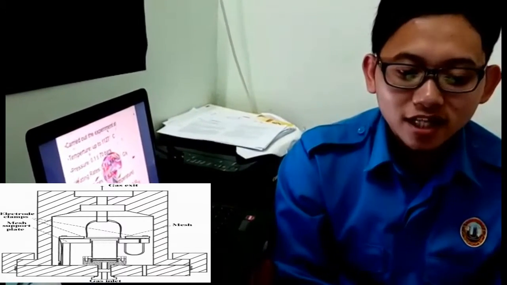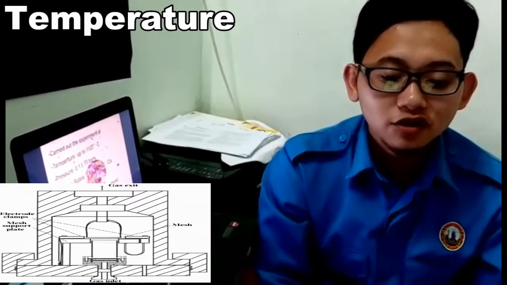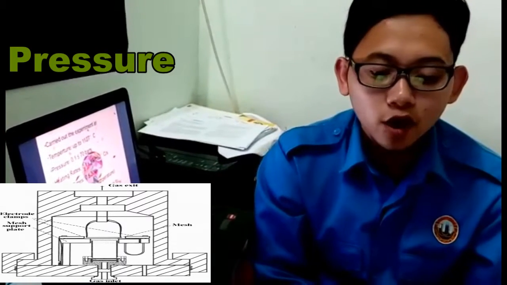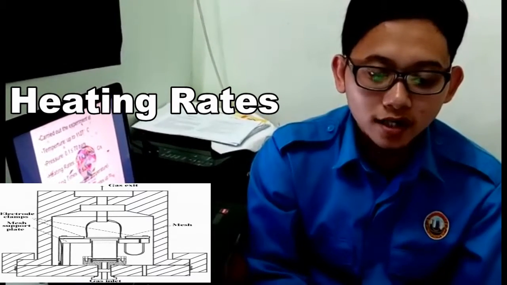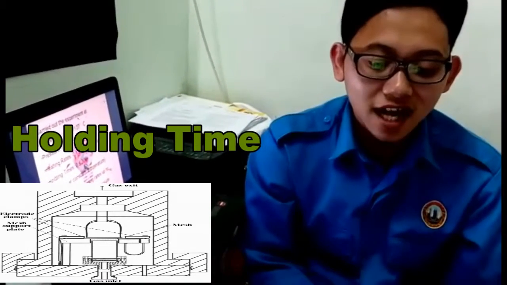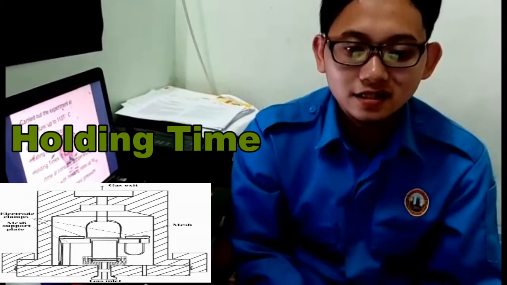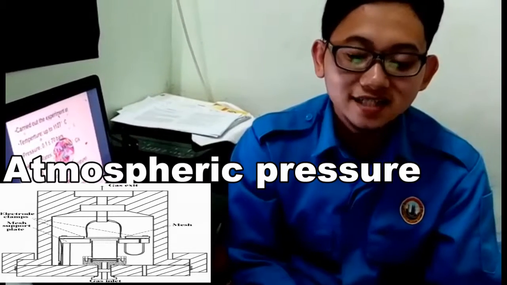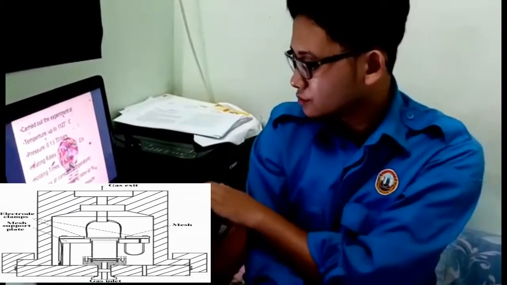Okay, this experiment was carried out at temperatures of up to 1127 degrees C. The pressure used is 0.1 to 70 bars. The heating rate is 0.1 up to 15 degrees C per second. The holding time, or time at constant temperature, is 0 to 300 seconds. This experiment was carried out with heating rates up to 1000 degrees C per second at atmospheric pressure.